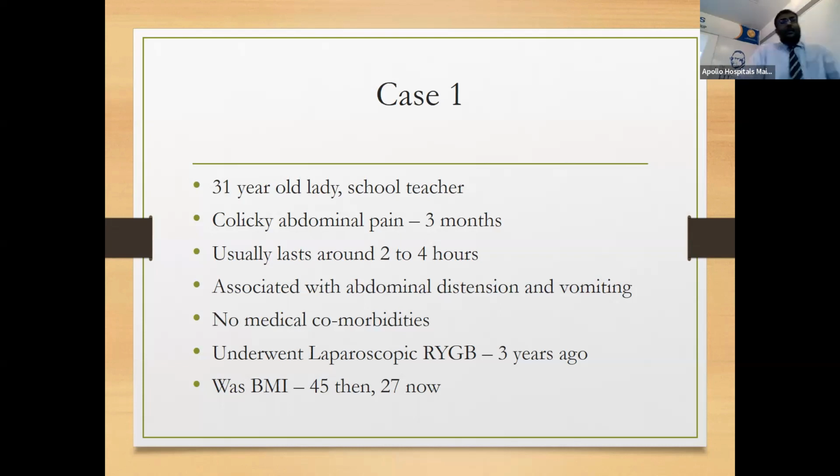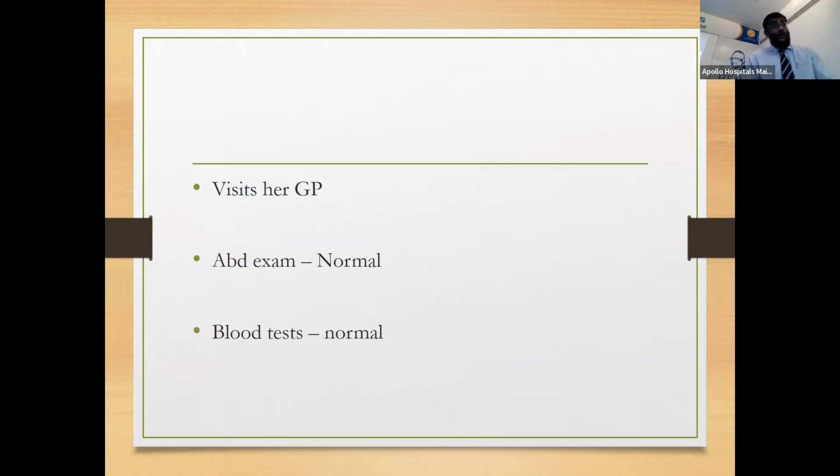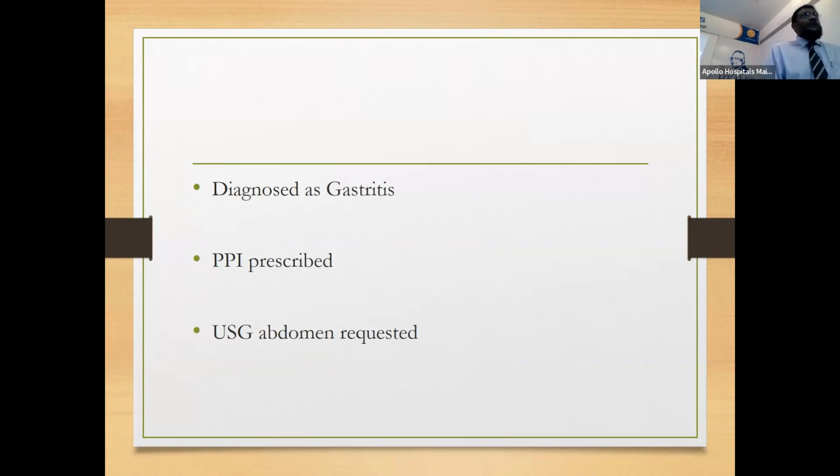Somewhere else. Apparently, she was a BMI of 41 before she had the surgery, and now she's BMI of 27. So she's lost quite a bit of weight. So she goes to a GP with these symptoms. GP examines her. Abdominal examination is normal. The GP does a few tests. They're all normal. She's diagnosed as gastritis, and some PPIs are prescribed.